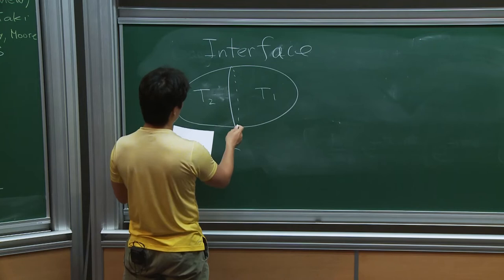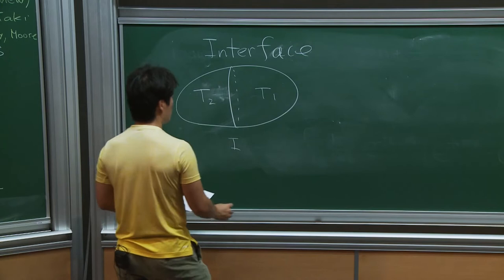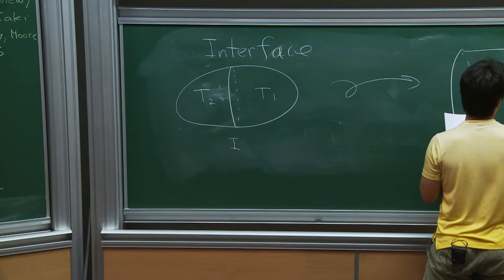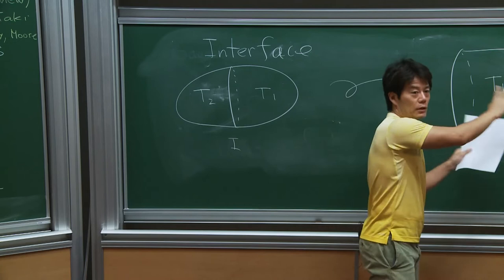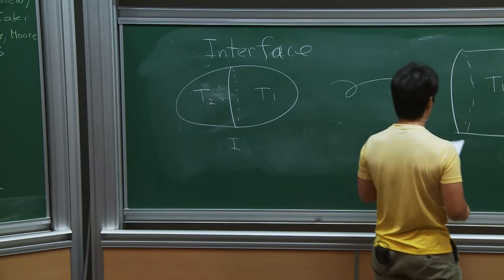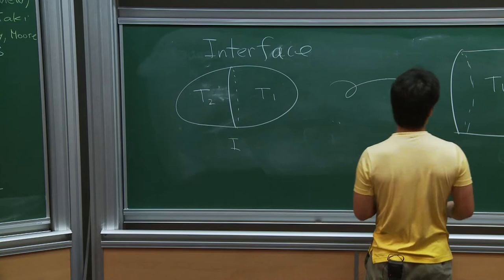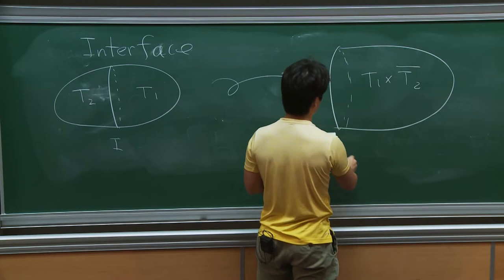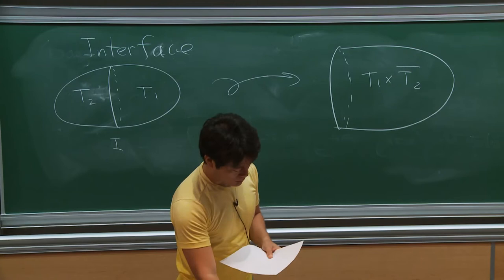Now you can apply some transformation. You might call it time reversal, or you might also call it a parity transformation, and map it to this system, T1 times T2 bar. So now you have a single product theory with some boundary or boundary conditions or whatever. In general, the statement is that the interface preserving B-type supersymmetry can be described as a B-brane in the product theory. Can you come up with an interesting interface in this way?